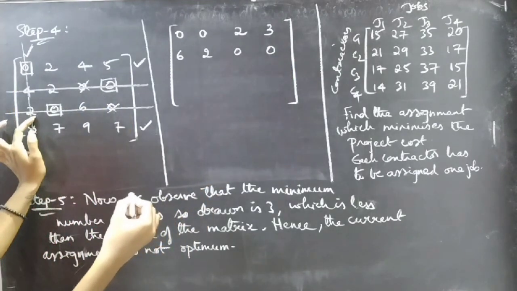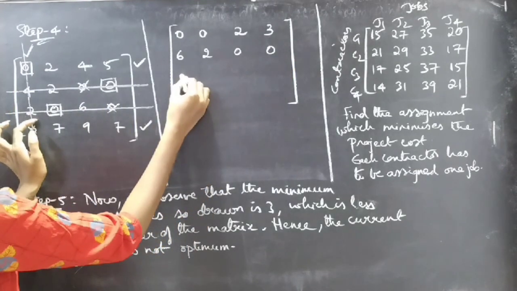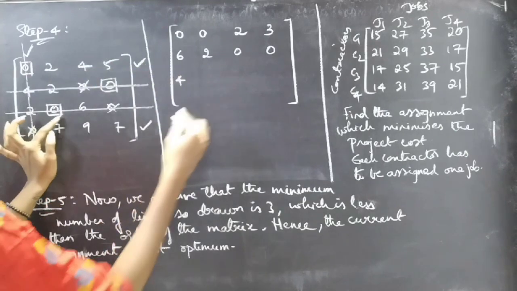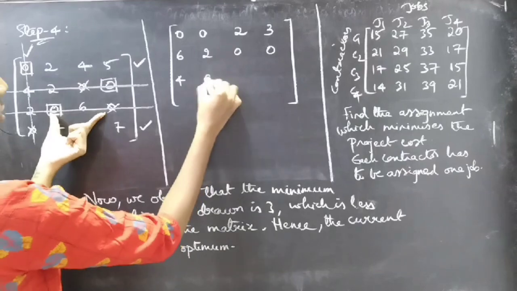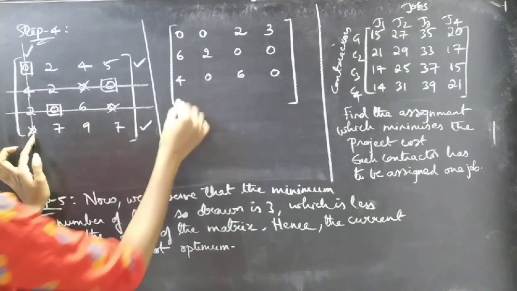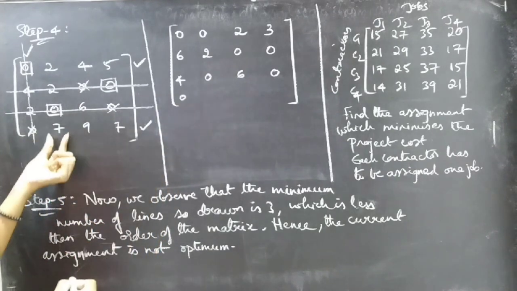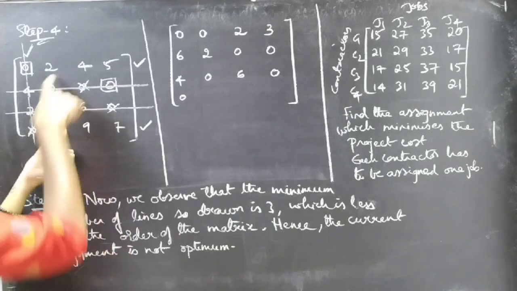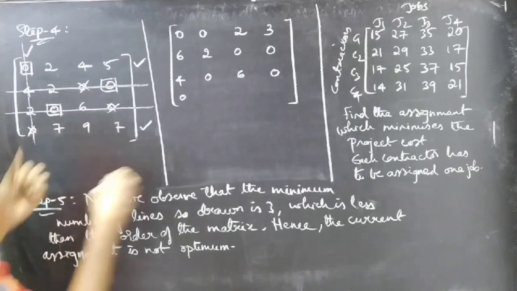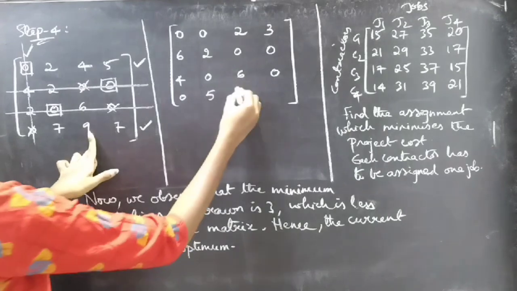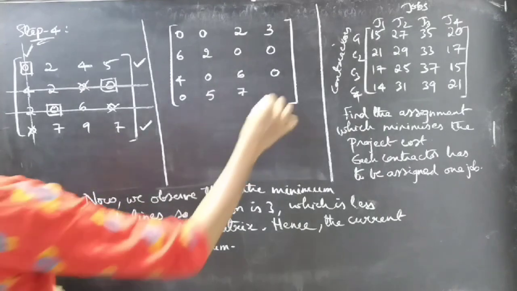Again we'll have an intersection. So add 2 to this number. So 2 plus 2 is 4. And again you'll write these three entries as it is. This entry also as it is. And here you have 7, which is uncovered by lines. So we'll subtract 2 from this 7, 9 and 7. 7 minus 2 is 5, 9 minus 2 is 7, 7 minus 2 is 5.